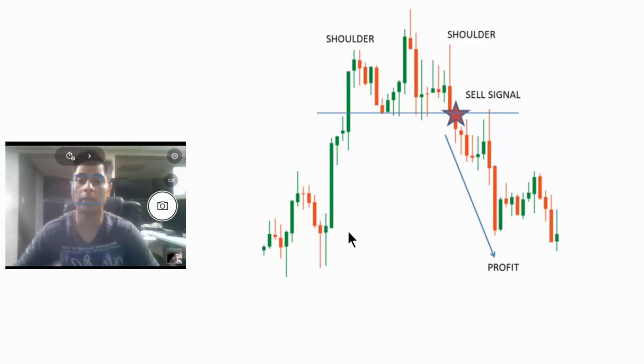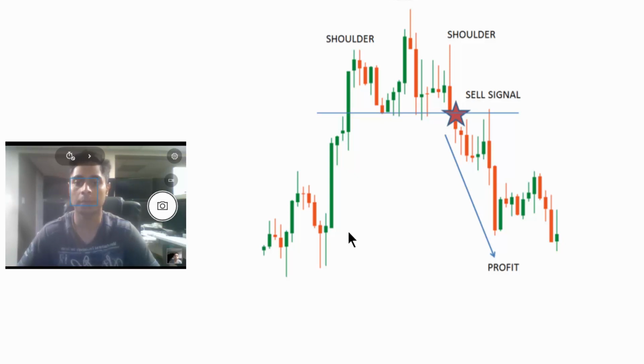Now here are my 3 rules on how to trade the Forex head and shoulder reversal pattern. Rule number 1, you must have a key resistance level coming from a higher time frame. So if you're trading a head and shoulder pattern on a 30 minute time frame, then the key resistance level has to come from the 1 hour, 2 hour or 4 hour time frame.